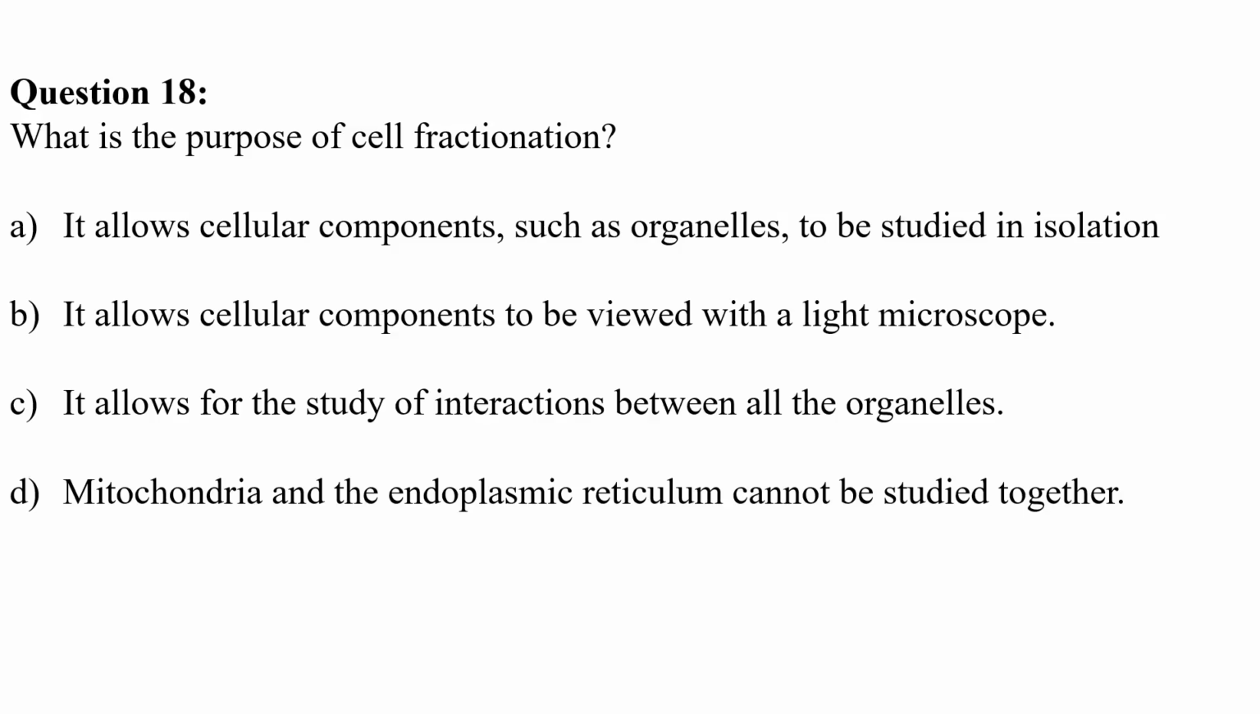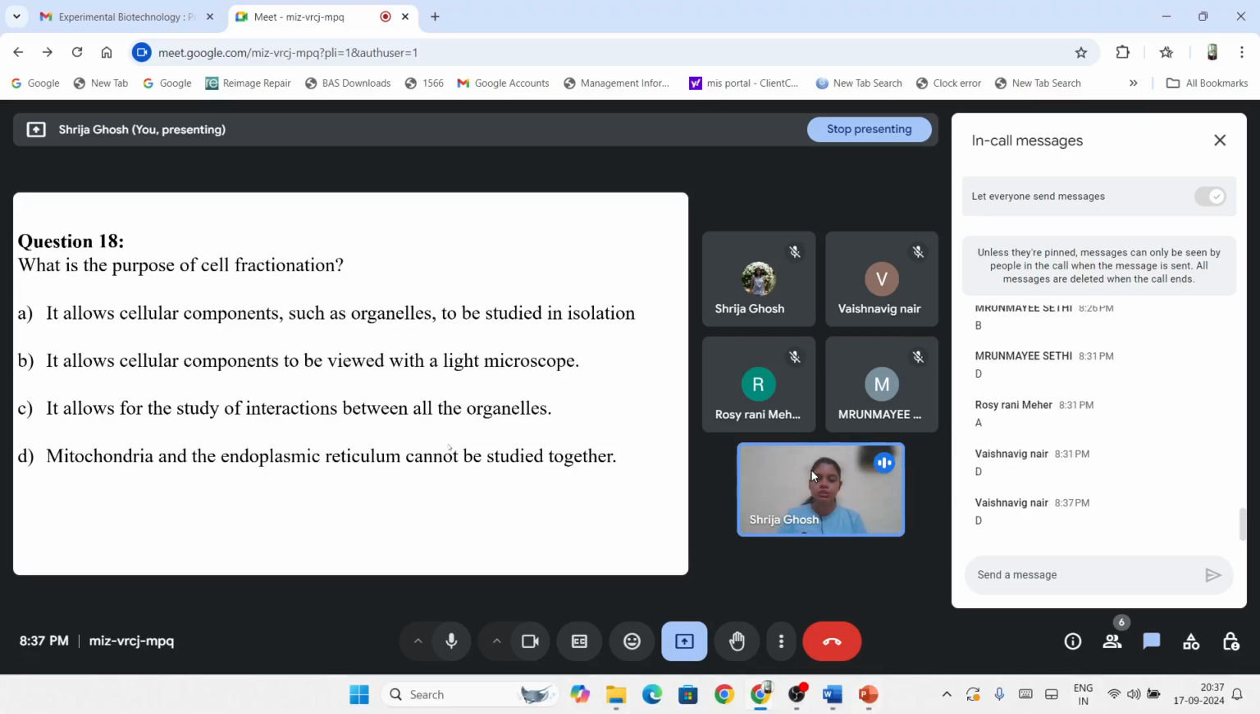What is the purpose of cell fractionation? Why do we do cell fractionation? It allows cellular components such as organelles to be studied in isolation. It allows cellular components to be viewed with a light microscope. It allows for the study of interaction between all the organelles, or we do cell fractionation because we cannot study mitochondria or ER together. What is the reason for doing cell fractionation?